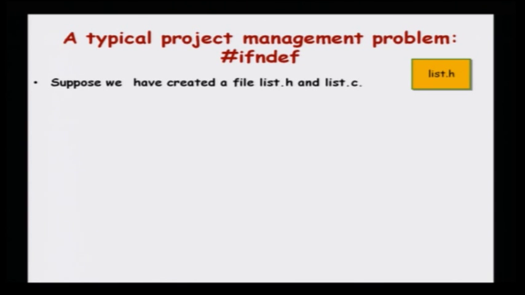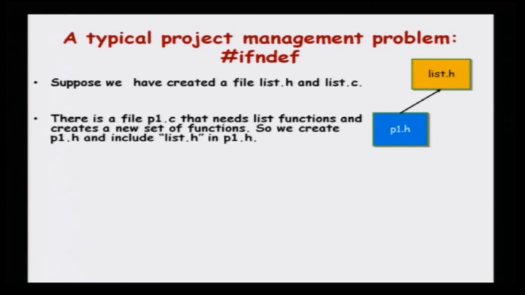Suppose we have a list.h and a list.c. So, I have this header file list.h. Now, I have a program p1.c that needs the list functions, and also it creates a bunch of new functions. So, its declarations will be included in p1.h. Now, in p1.h I would say include list.h. So, this is okay. I will have a corresponding p1.c which will just say include p1.h.